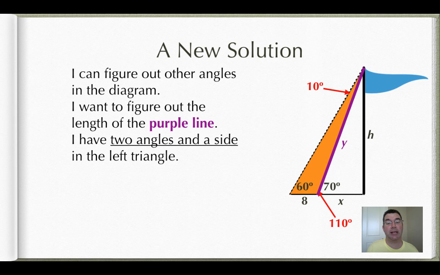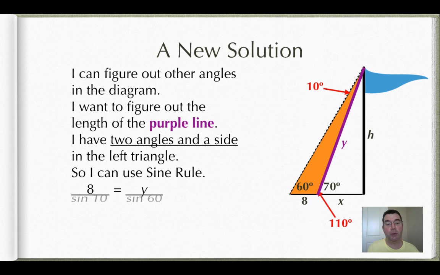Okay, so I have two angles and a side in the left triangle. I can pick any two angles that I want, but either way I have to use the sine rule. So I will say that 8, which is the bottom side, over the sine of 10, which is the angle opposite, equals y, that purple side, over the sine of 60, the angle that's opposite the y. Okay, so that's how I set it up. The side and the angle that are opposite each other always appear in the same fraction, in case you hadn't made that discovery yourself. So now I cross multiply, I solve for y, and I get that y is equal to 39.8979.